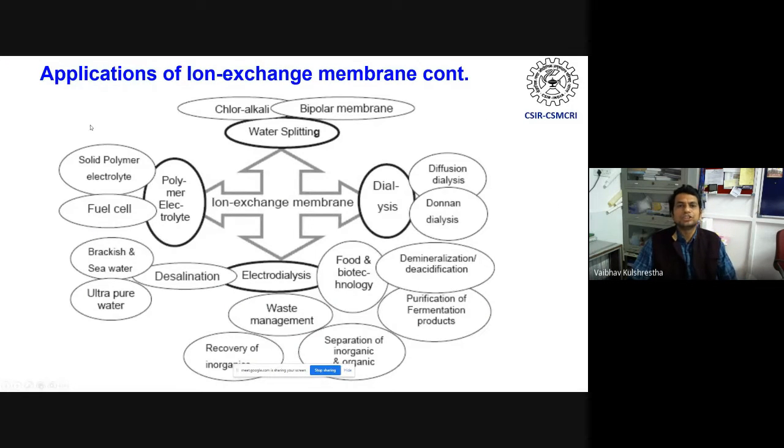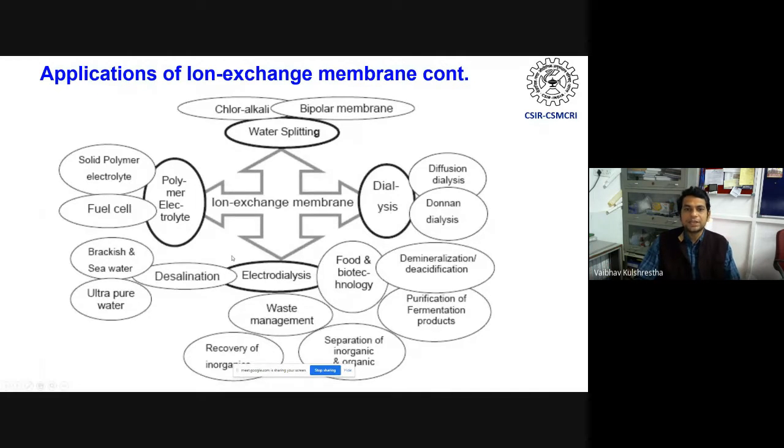So again, this is the elaboration of different applications of ion exchange membranes, like diffusion or Donnan dialysis, and water splitting. For water splitting, it is also used in energy generation. For hydrogen generation, bipolar membrane is used for water splitting, and also for chloralkali generation in industries. Polymer electrolyte is used in different energy applications, like solid polymer electrolyte for fuel cells and redox flow batteries.